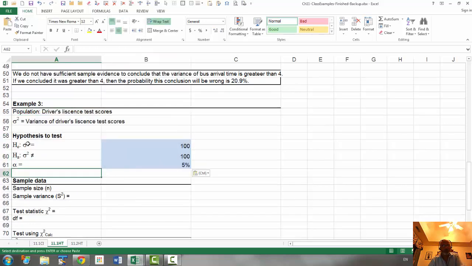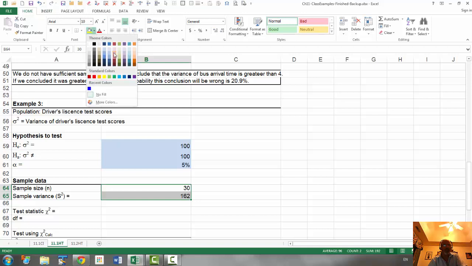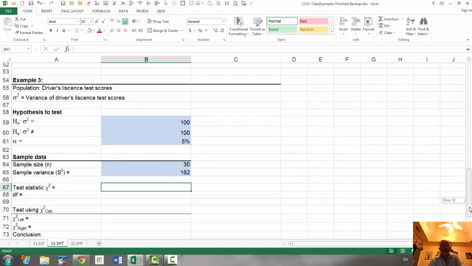So here we go. We are testing whether sigma squared is equal to 100 or not equal to 100. Now what about the sample? We have a sample size of 30 and 162 for the sample variance. It's a good idea to color code the given values, so we'll know which values are given and which values are calculated by us.